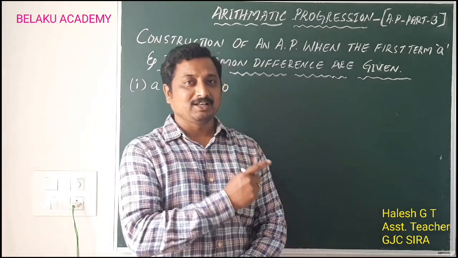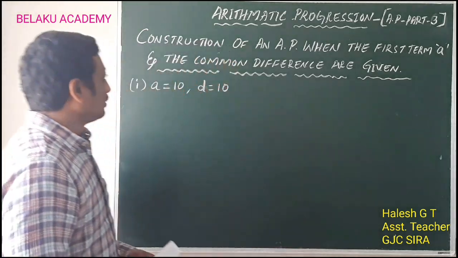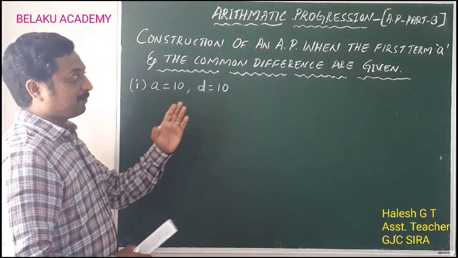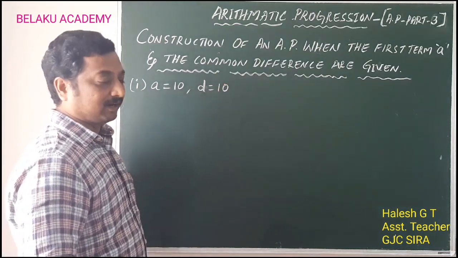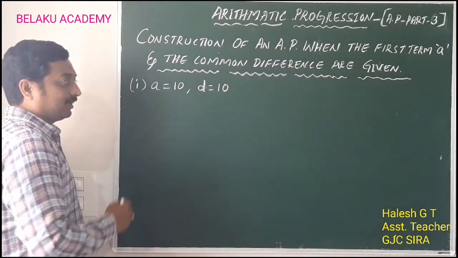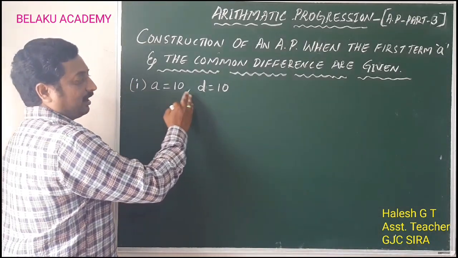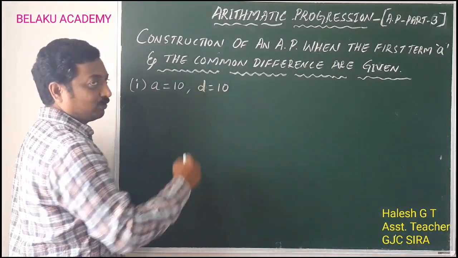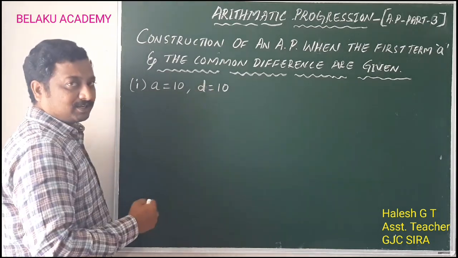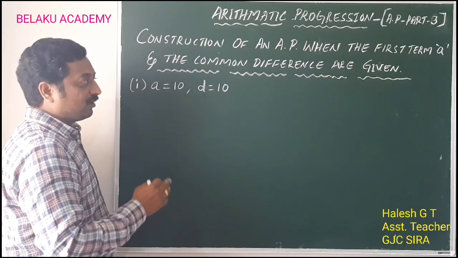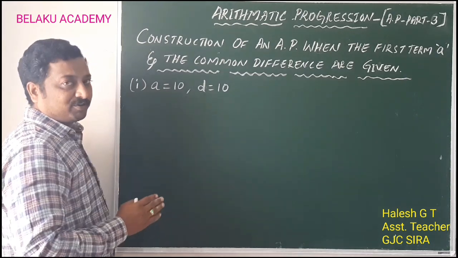Let us move to the lesson. So we are going to construct an AP when the first term A and the common difference D are given. In the first example which I have taken, A is equal to 10 and common difference D is also equal to 10. When we know A and D, it is easy to construct an AP provided you know the general form of an AP.